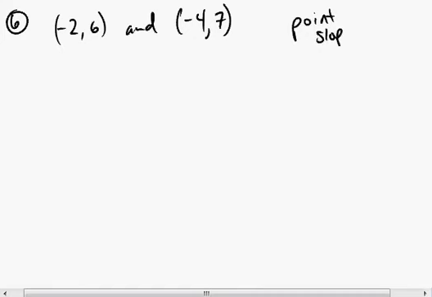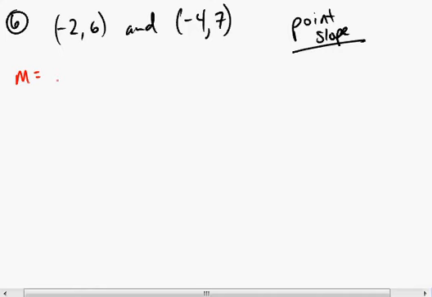All right, number 6. Write an equation in point slope form of the line that crosses through these 2 points. Okay, question 6. The problem with this one is you don't know what the slope is, right? If you're given 2 points and you have to find the slope, you could use the slope formula.